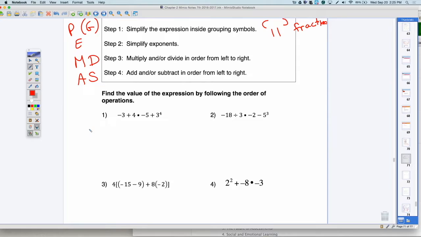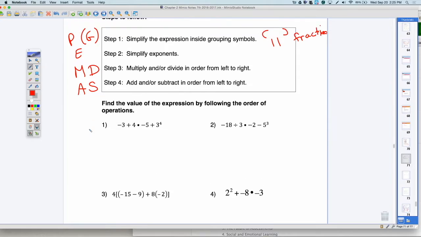We're going to find the value of the expression by following the order of operations. So our first problem is -3 plus 4 times the -5 plus 3 to the 4th power. Our first step is seeing if there is any parentheses. There is none, so we go on to exponents. We have 3 to the 4th power. 3 to the 4th power is 81. Bring everything else down. So we brought down the -3, +4 times -5 plus 81.